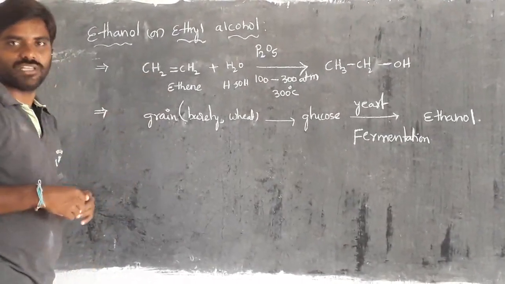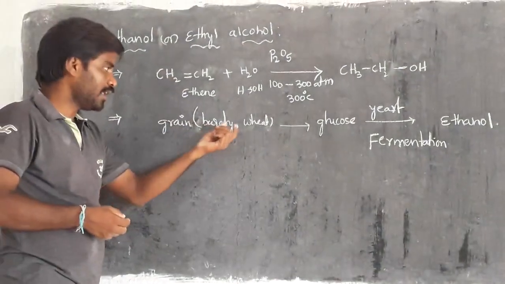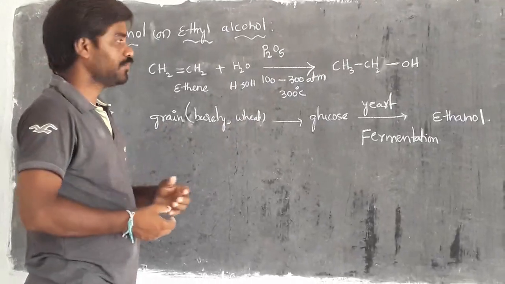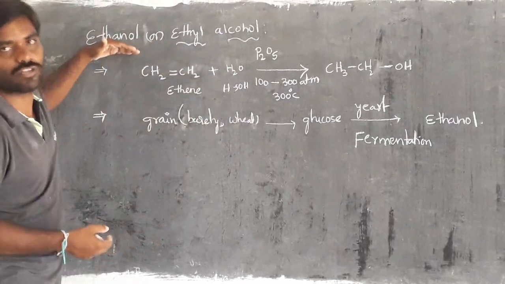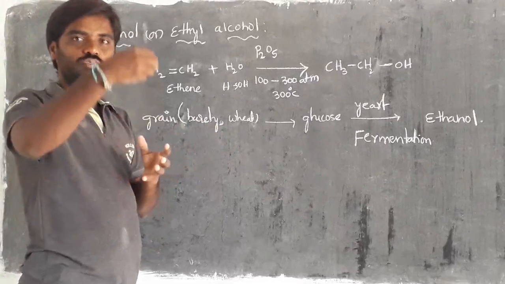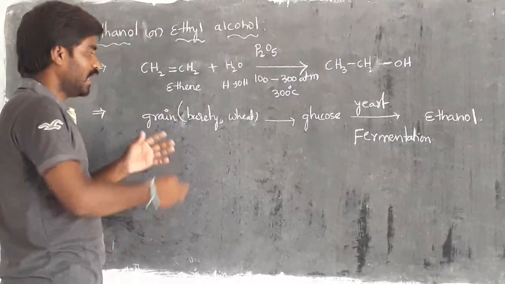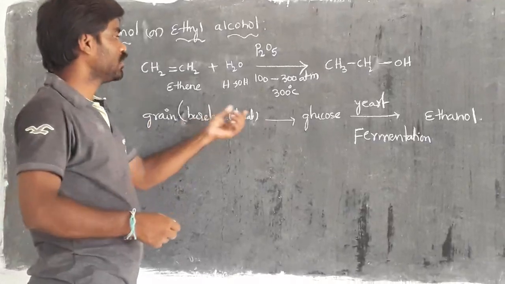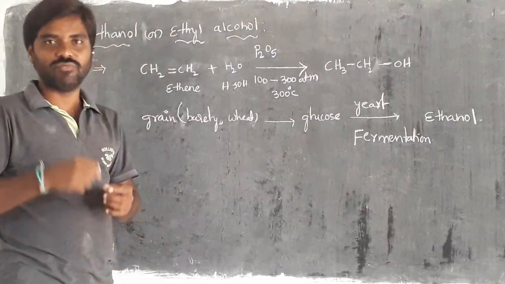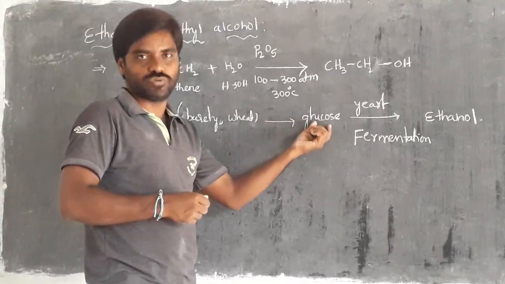But generally, natural resources like barley, wheat, and grains are also able to produce alcohol or ethanol. How? We simply take that and fill it in particular airtight jars. Whatever barley, wheat, or grains we take, we should make into powder, and then ultimately we can get glucose.